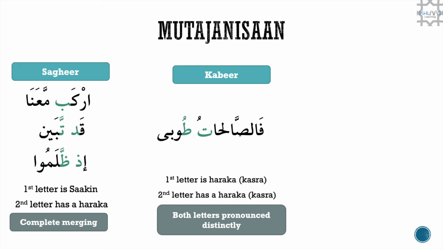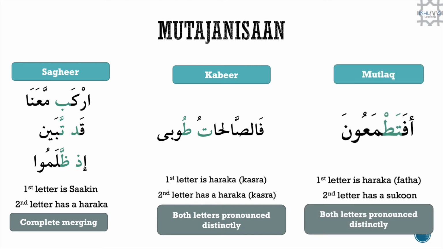The third example is of mutlaq. Now, as we remember, for mutlaq, the first letter has a haraka and the second letter has a sukoon. So for mutlaq, both letters are pronounced distinctly. So we have a look at our example of the word أَفَتَطْمَعُونَ. The letter ta has a fata and the letter to has a sukoon. We are reading them distinctly, and so this is known as Idghaam Mutajanisaan Mutlaq.